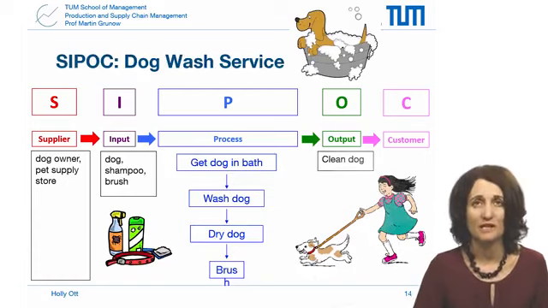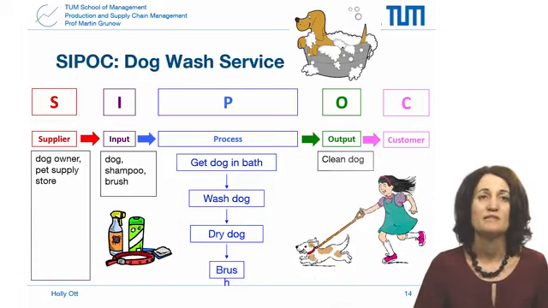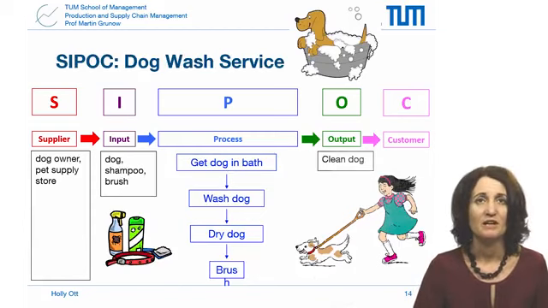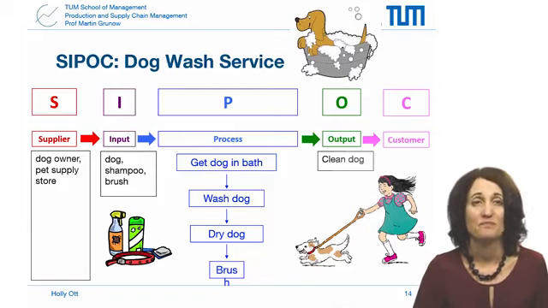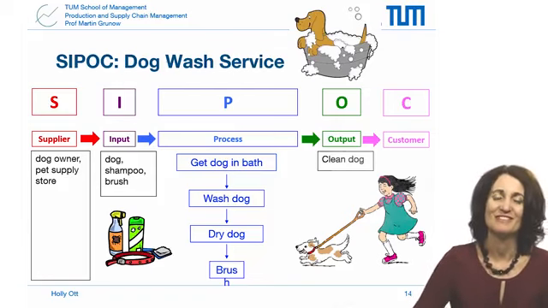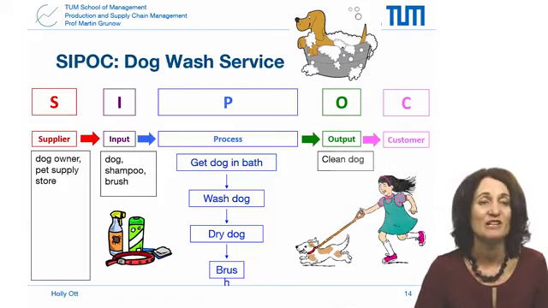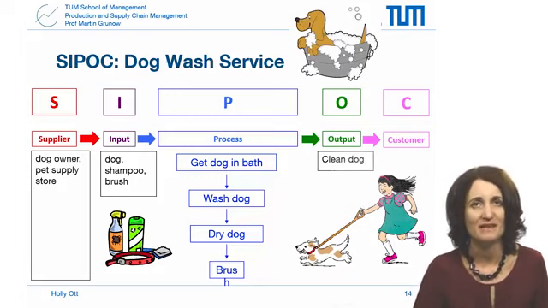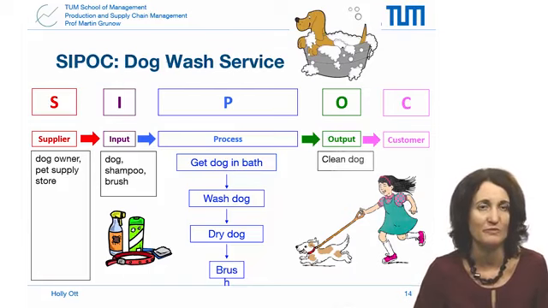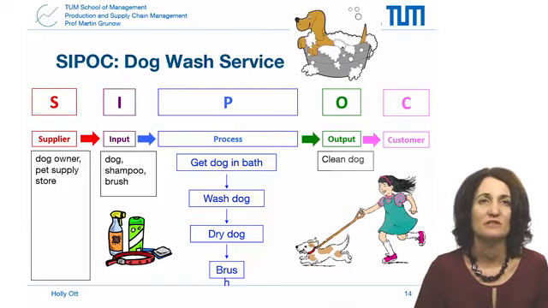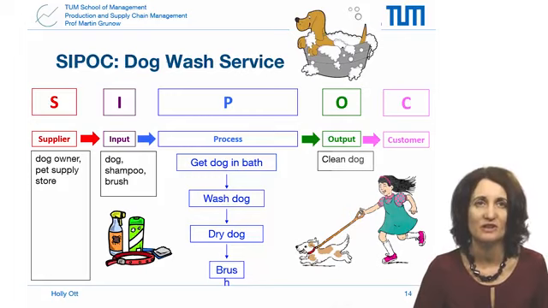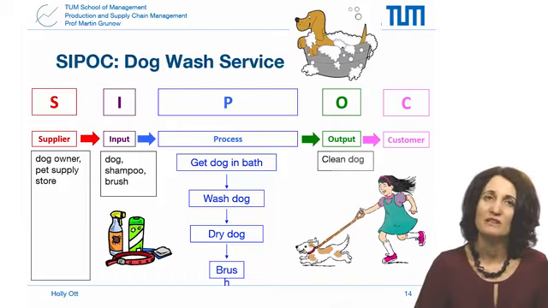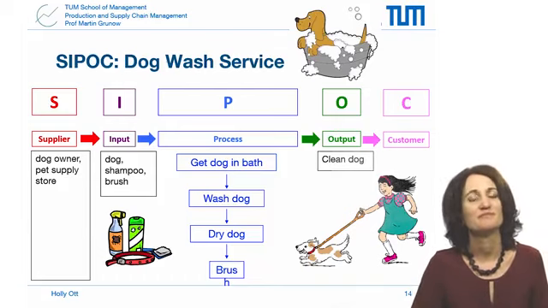Now we have 2 more small examples in this lecture. Here we have the SIPOC for washing a dog. As your inputs, you have the dog, some shampoo, and brushing materials, and the suppliers would be, of course, the dog owner, and then maybe a pet supply store for the special shampoo and special brush. In the process, you're going to put the dog into the bath, wash the dog, dry the dog and brush him off. The output will be your clean dog, and your customer will be the dog owner. Really simple process.